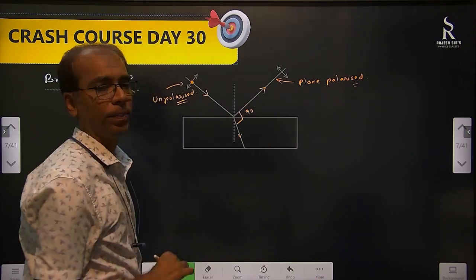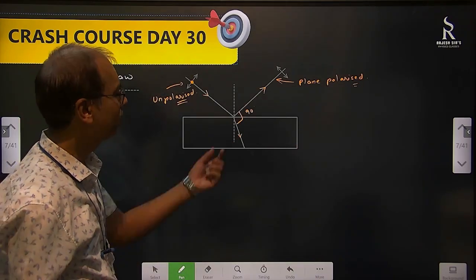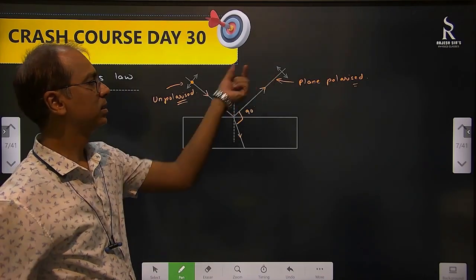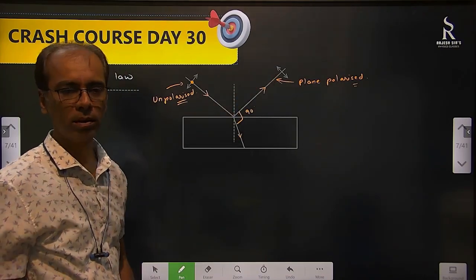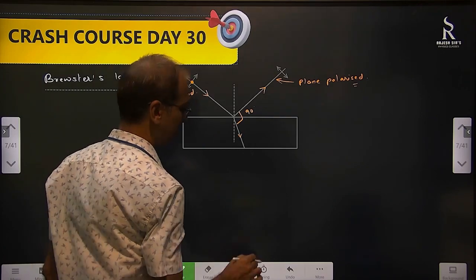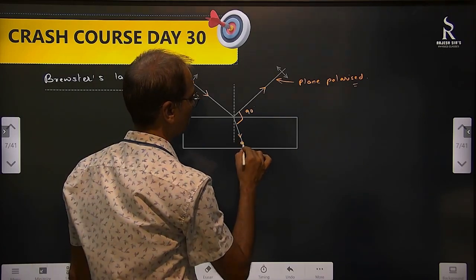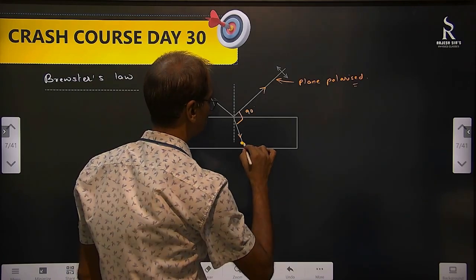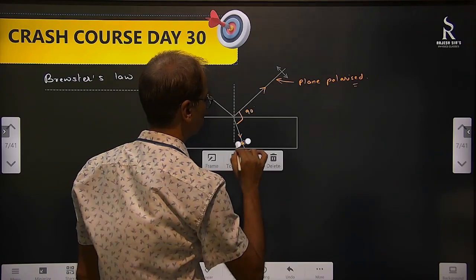Here, it is partially polarized. What is partially polarized? It means the intensity decreases. Okay, the intensity in this direction is decreased over here, but it will still have both.